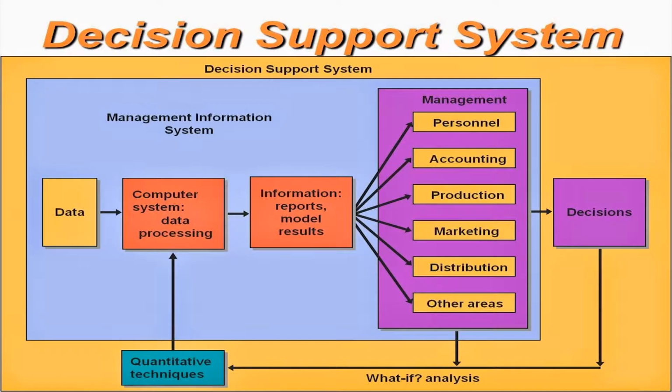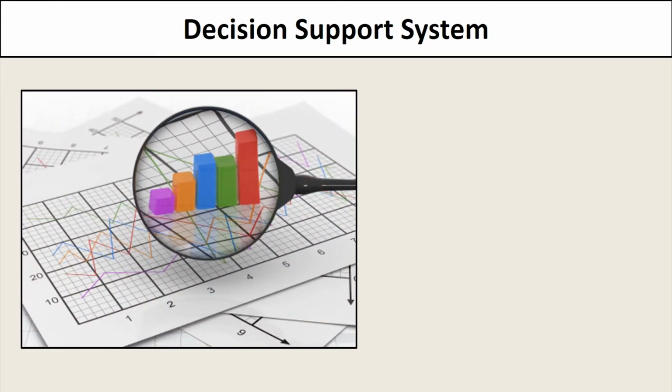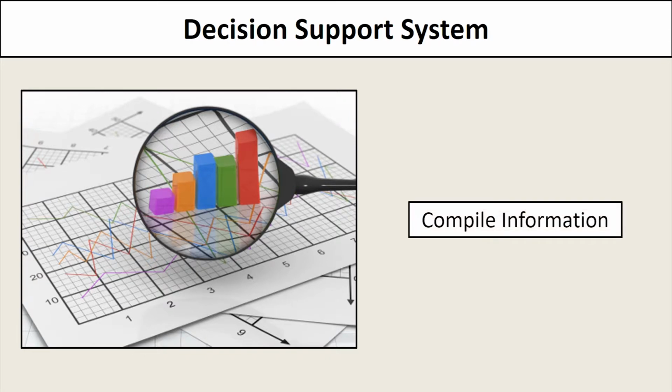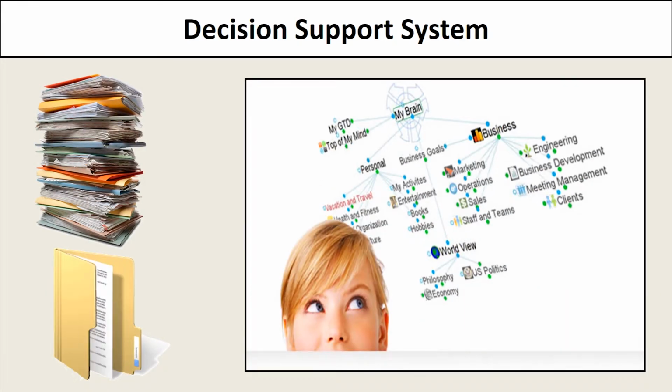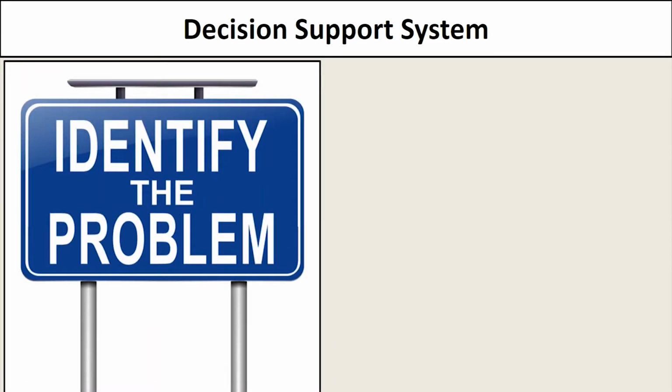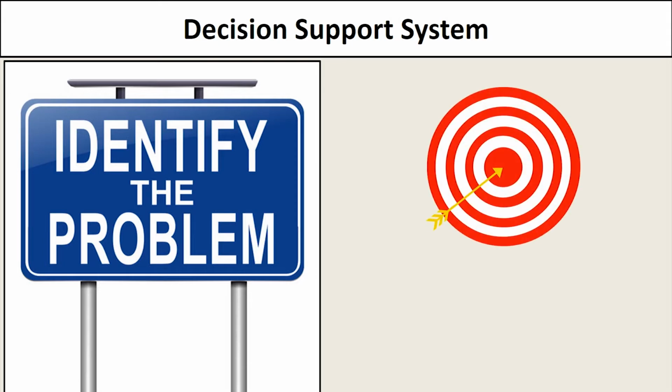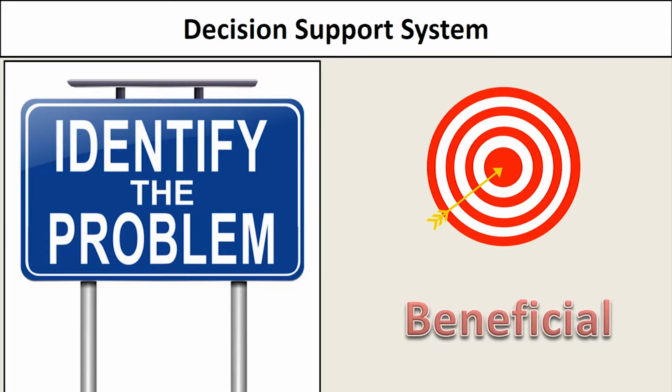Decision support system is used to analyze massive amount of data and compile information. The decision makers compile this information from raw data, documents, personal knowledge, and or business models to identify and solve problems and to arrive at a particular decision that proves to be beneficial for the organization.